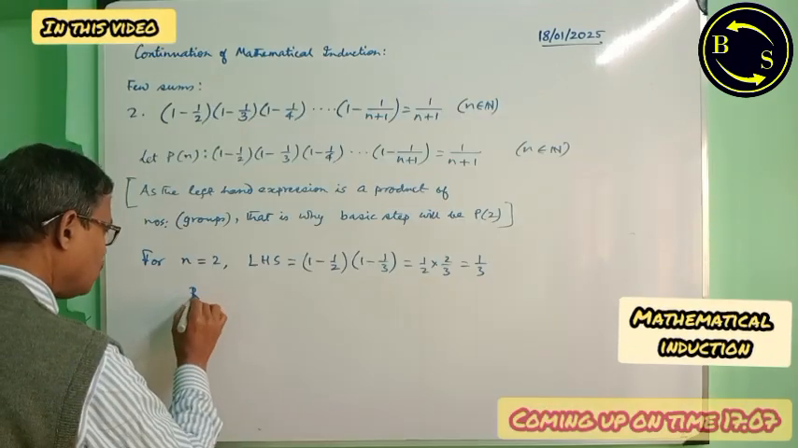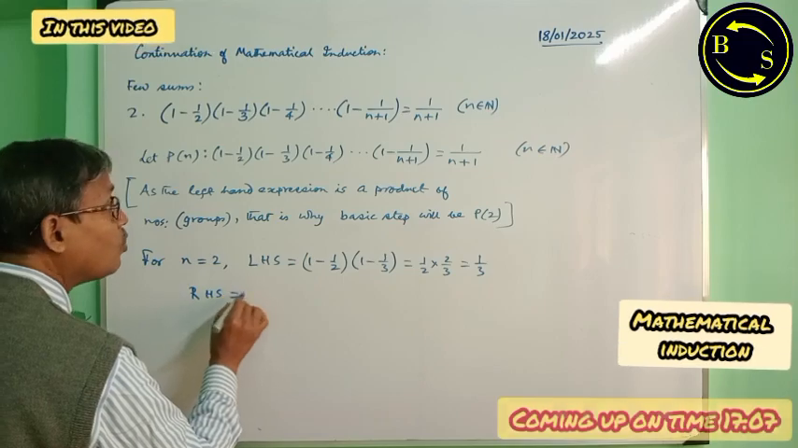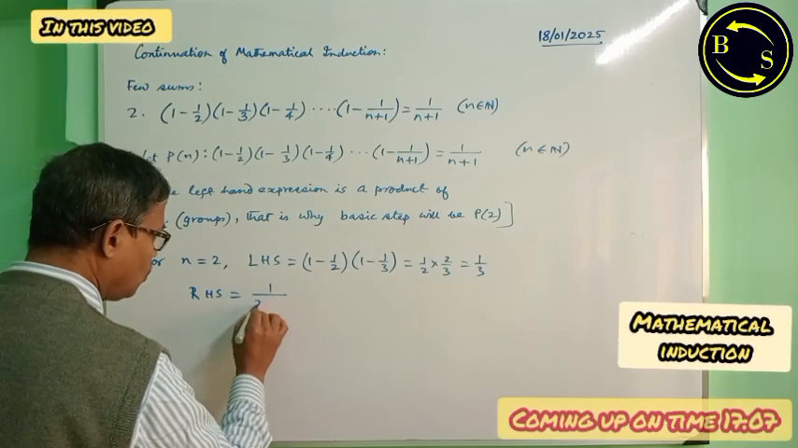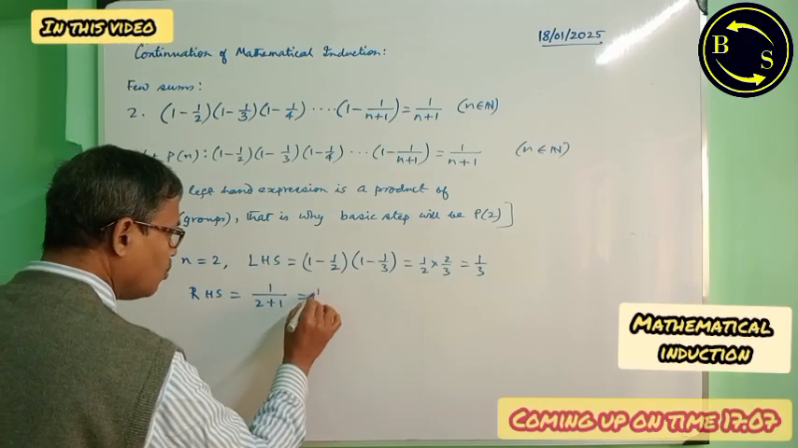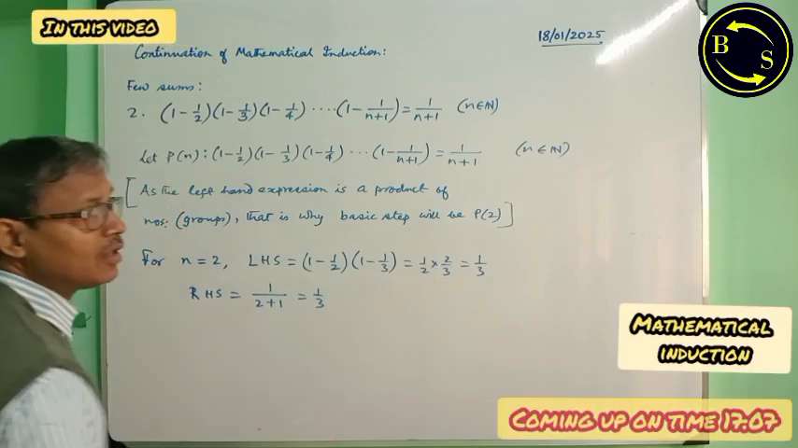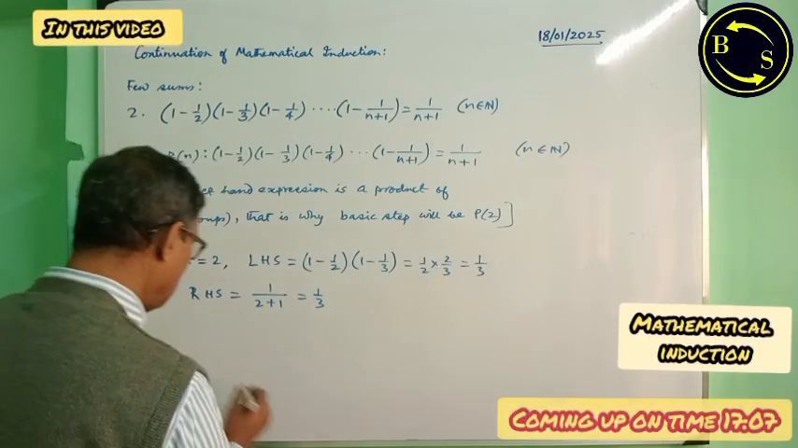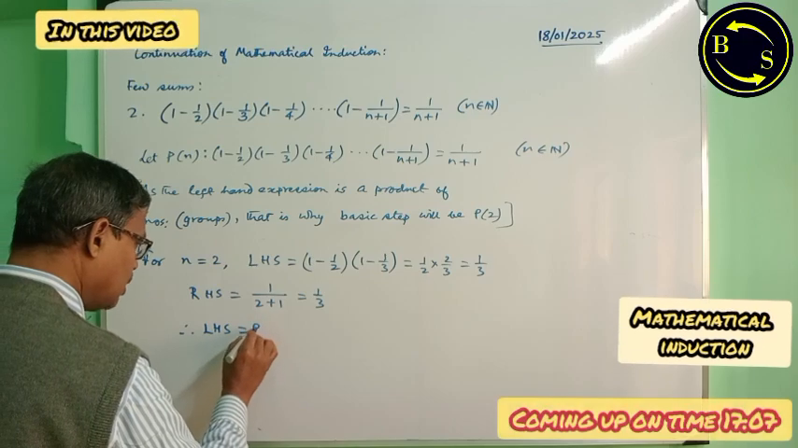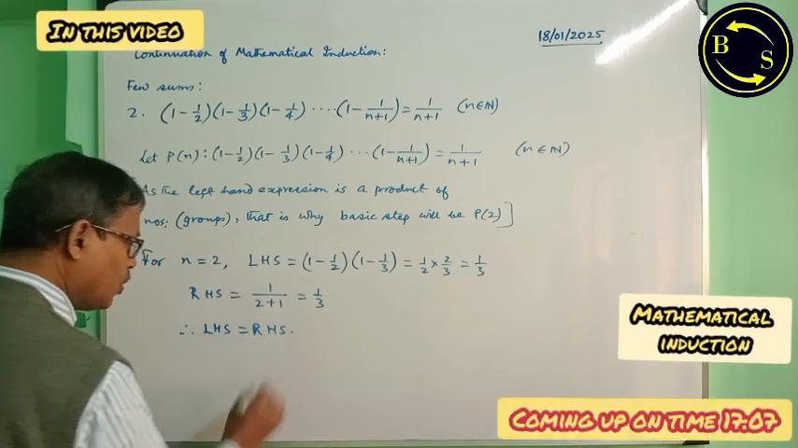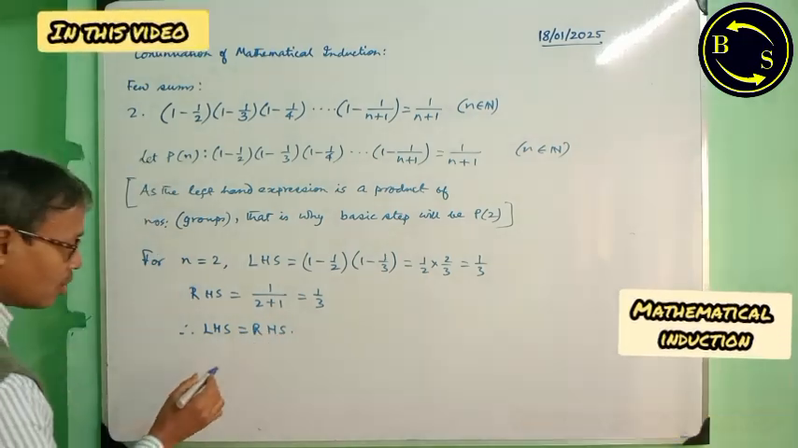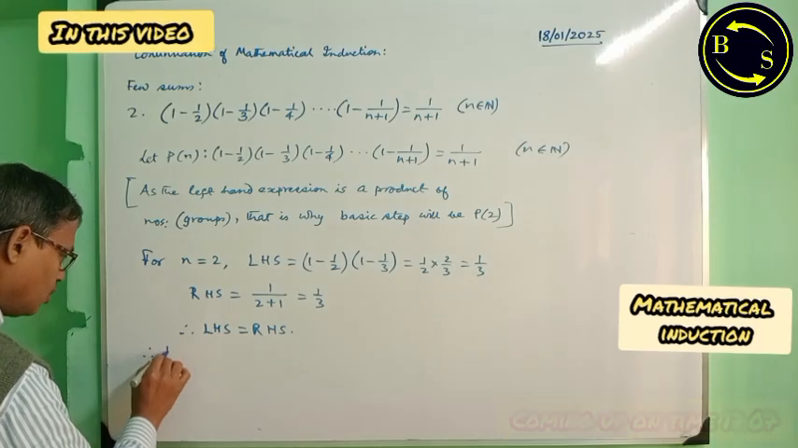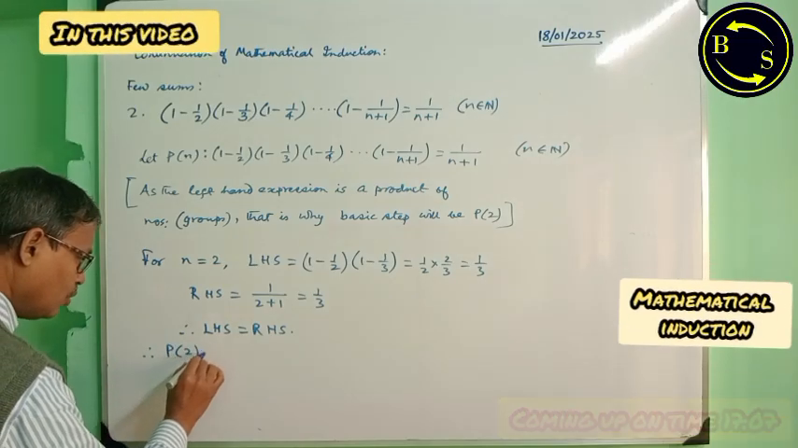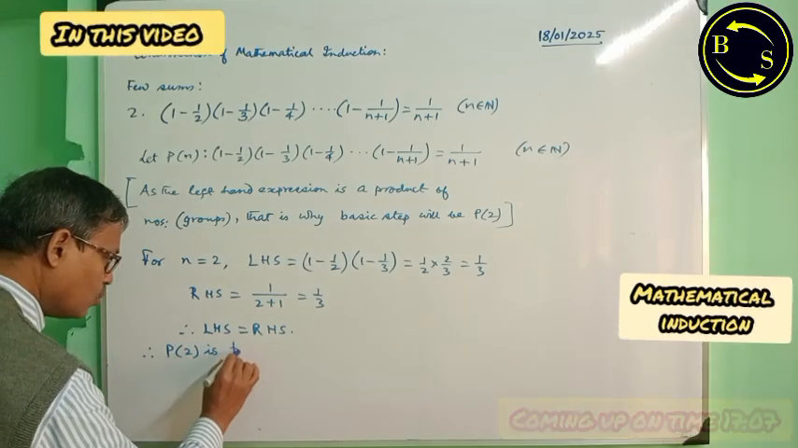RHS equal to 1 by 2 plus 1, 1 by 3. Now we see these two are equal. Therefore, LHS equal to RHS. Therefore, the immediate comment will be, therefore, P2 is true.